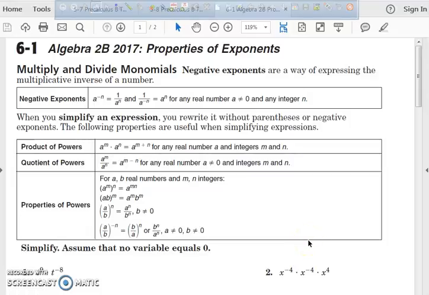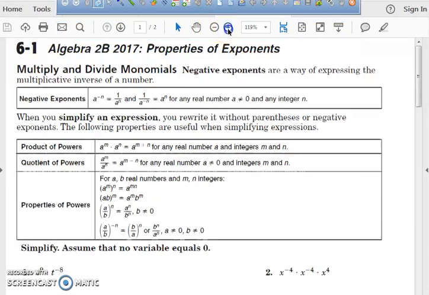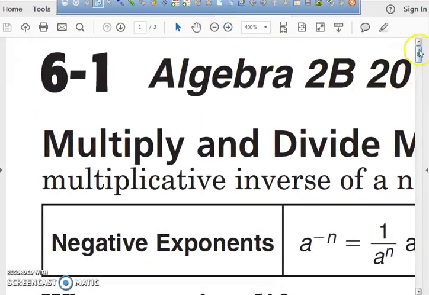Alright, today guys we're going to be talking about the properties of exponents. This table is going to be very important for you to put in your journal at some point in time. Now would be a good time to pause the video and do it. You could zoom in and look at it. Alright, we're going to start with problem number one.